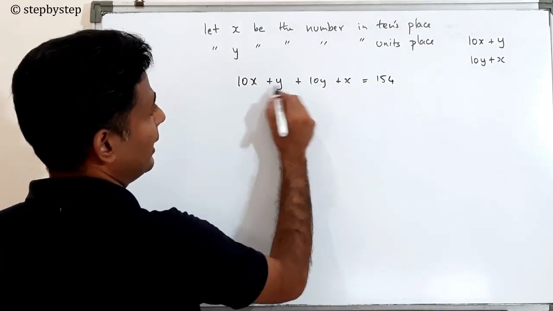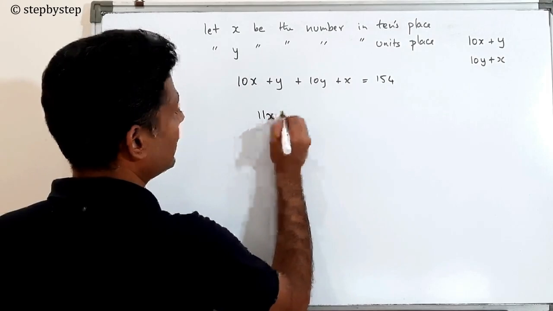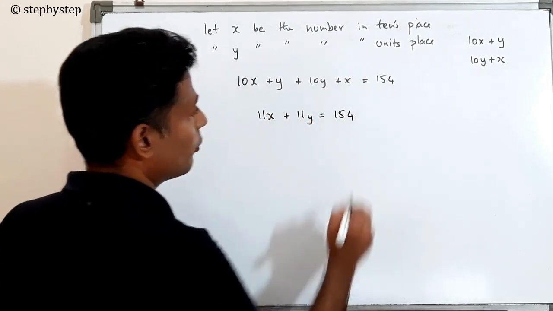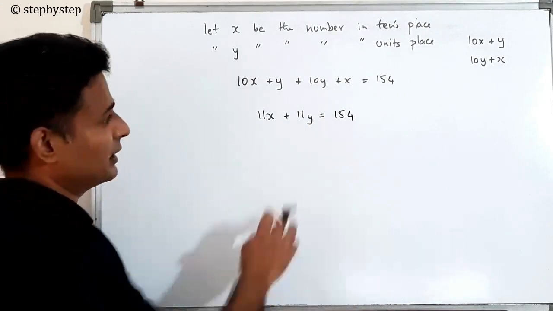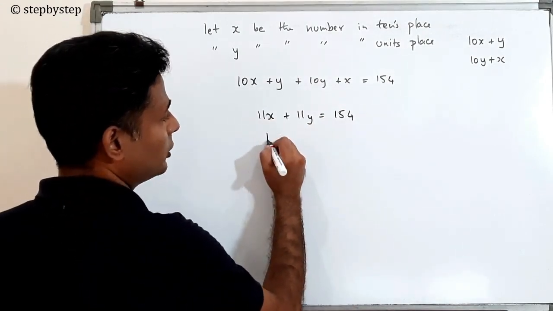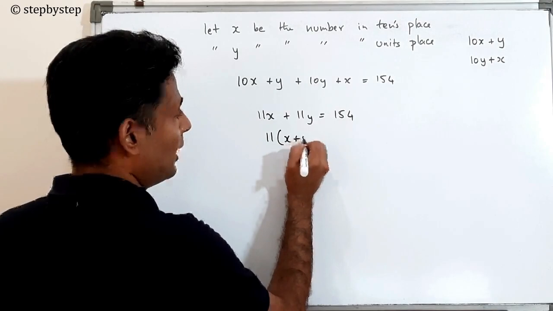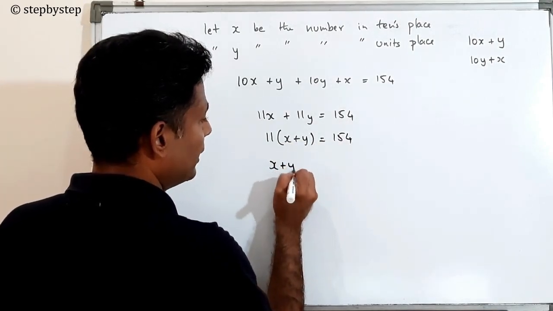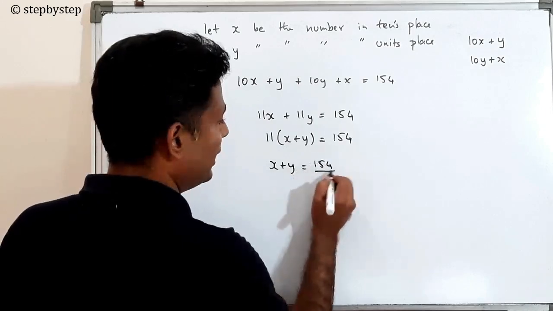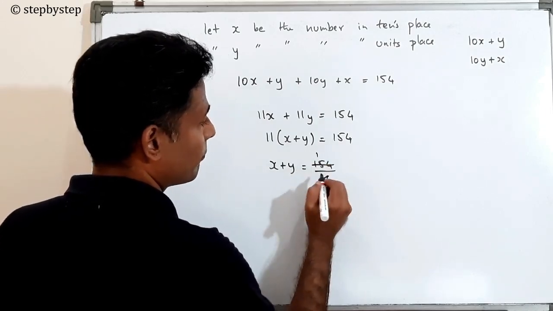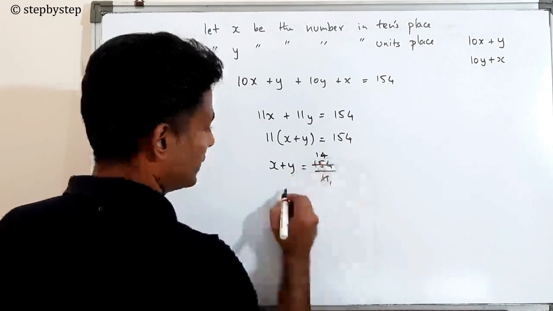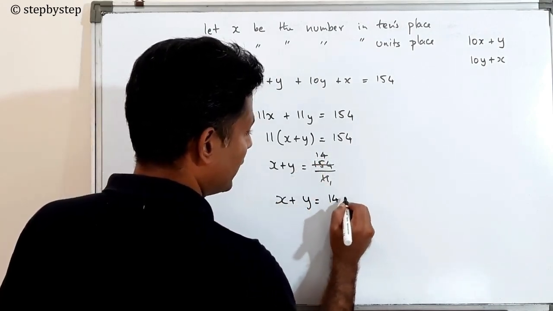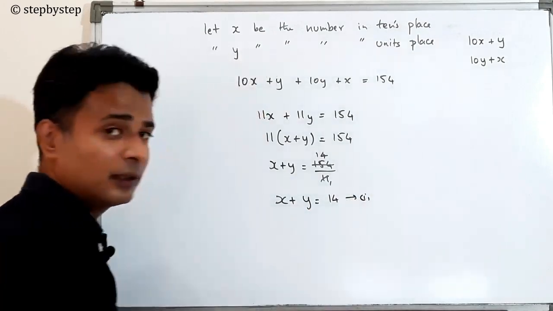So what do we get? 10x plus x is 11x, plus 11y equal to 154. Actually, we can simplify this. I can take 11 common. So what does it become? 11 into x plus y equal to 154. So x plus y equal to 154 by 11. 11 4s are 44, so x plus y equal to 14. This is our first equation.